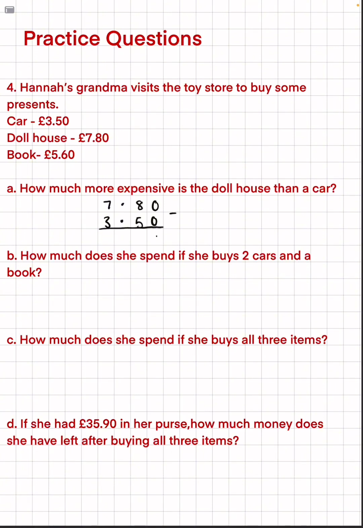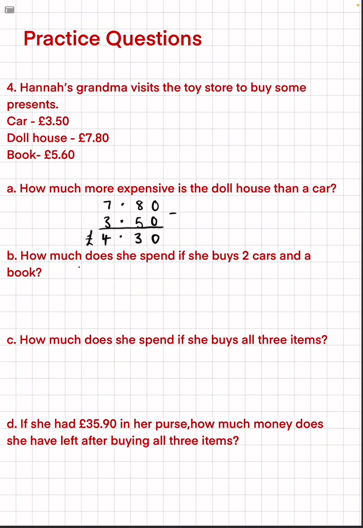0 minus 0 is 0. 8 minus 5 is 3. Remember to put the decimal point down. 7 minus 3 is 4. So the answer is £4.30.